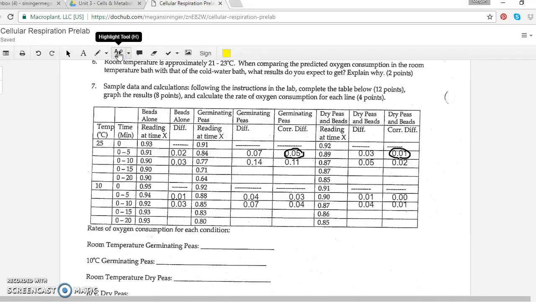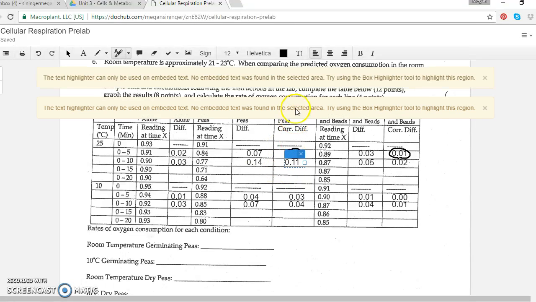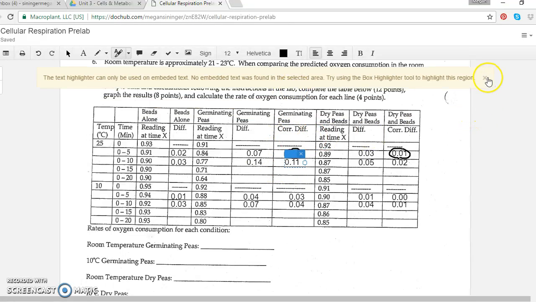I don't know if I can get a different color. I don't think so. Wait, might have worked. Oh, no. Okay, sorry. I'll figure it out eventually.